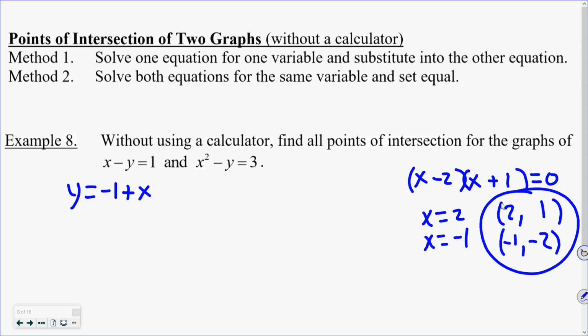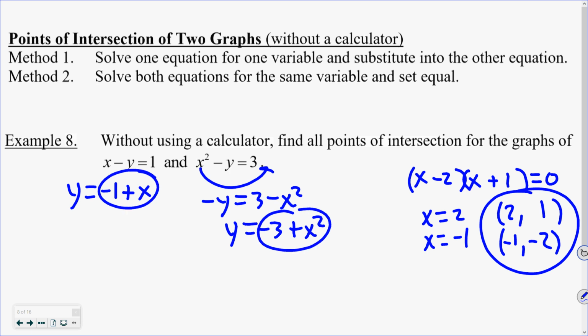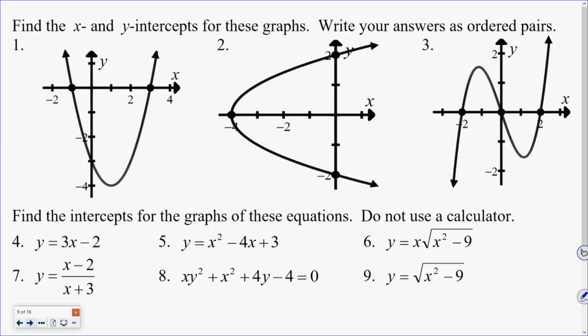If I solve this one for y, I'd move the x squared over. Negative y equals 3 minus x squared. Divide by negative 1. So I get them both in the y equals form. And now I just take what they're equal to and set them equal. Negative 1 plus x equals negative 3 plus x squared. That's going to be the same equation I just solved, so we go through the steps of solving it. So you can do it either way: solve for one and substitute it in, or solve for both and set them equal to each other.